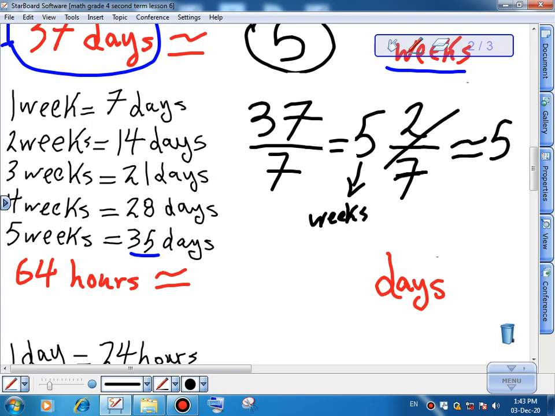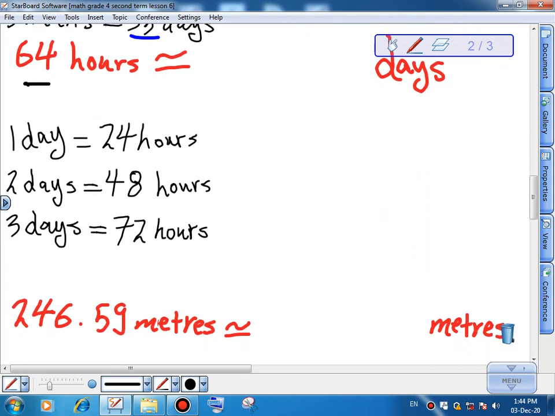Okay, another one. If I have 64 hours, I need to approximate this number to the nearest days. I need to know how many days I can get from 64 hours. If I use the first method, one day has 24 hours, 2 days 48 hours, 3 days 72 hours, or I can use another method, which is 64 divided by 24, since I know one day has 24 hours.